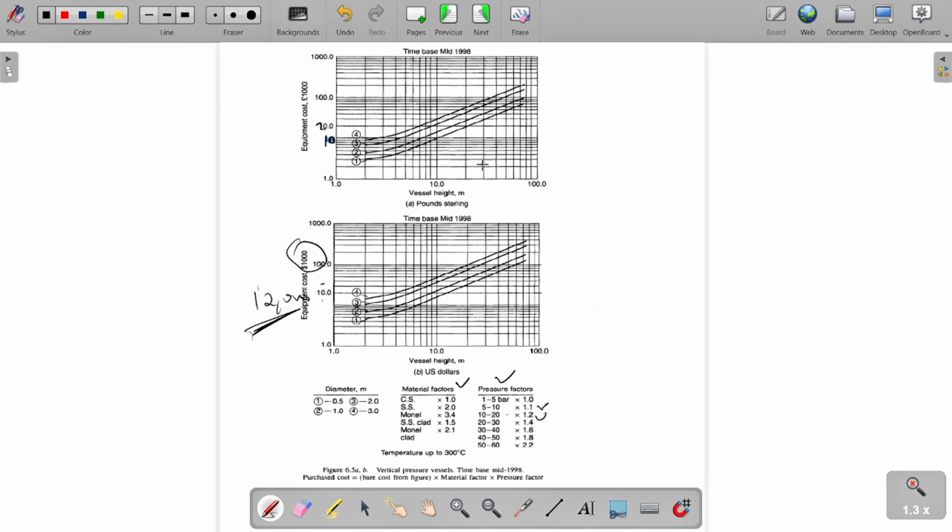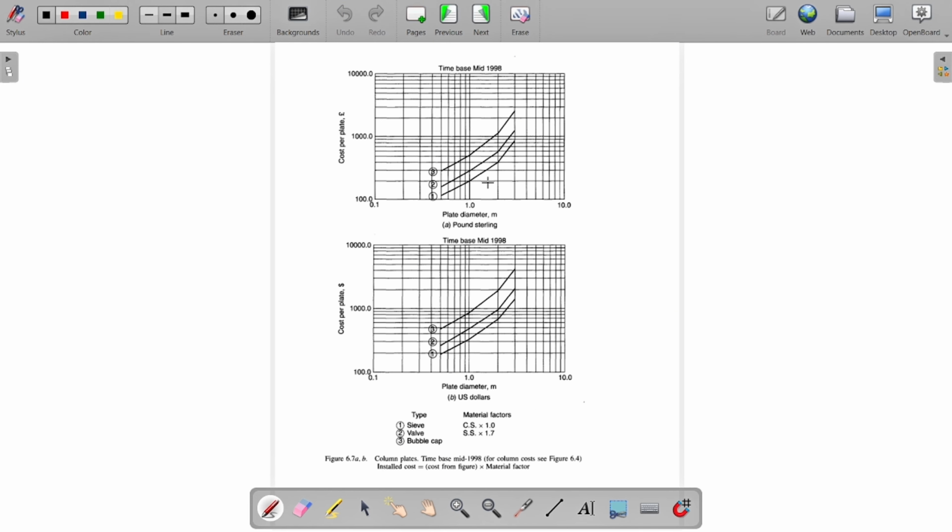Same thing for the recovery column. But this one is just for the column, and the absorption column has packings, which you also have to evaluate. This one over here is for the plate. If you have a sieve plate like the recovery column, you know the plate diameter. Let's say the plate diameter is 1 and the type is sieve, so it's 1. You read the value over here, and that's the value we use. You don't multiply by anything.